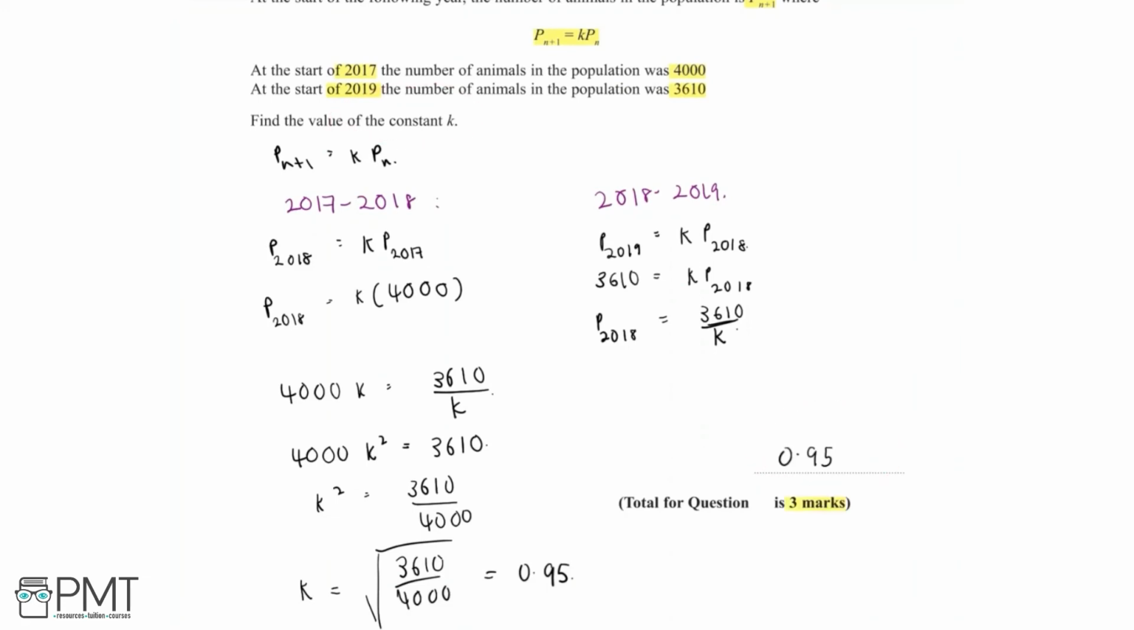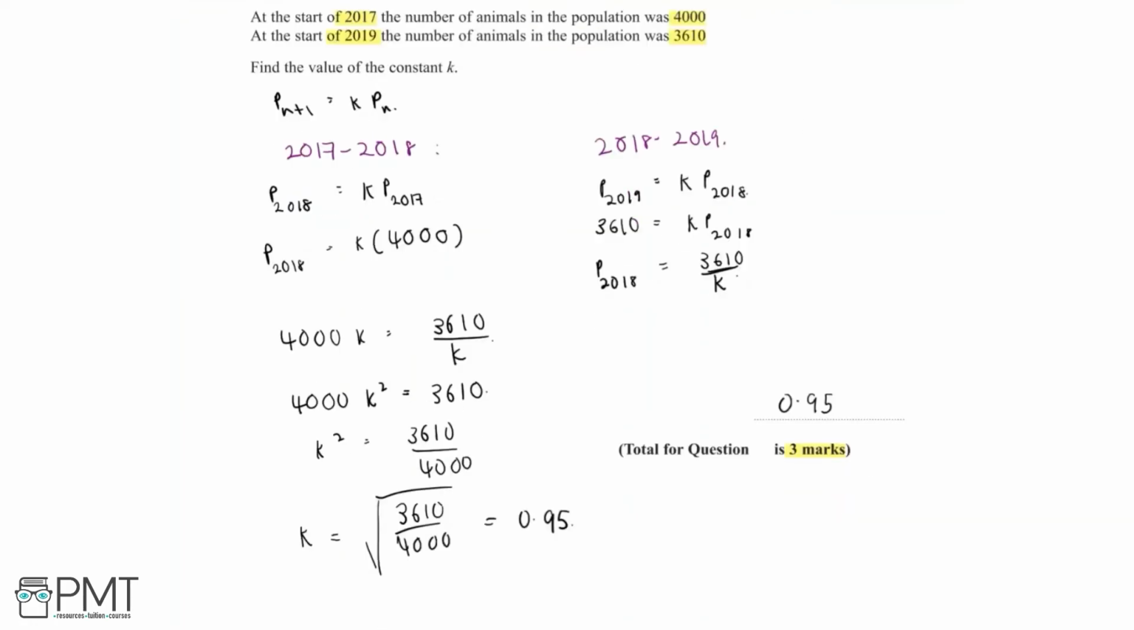Next question is worth 3 marks. We get the first mark for setting up the two equations: P 2018 is equal to 4,000K, and P 2018 is equal to 3,610 divided by K. We get the second mark for setting these equations equal to one another by saying that 4,000K squared is equal to 3,610. And we get the third and final mark for continuing to rearrange until we find that the value of K is equal to 0.95, allowing us to achieve the full 3 marks needed in this question.